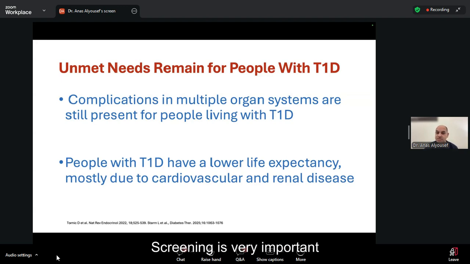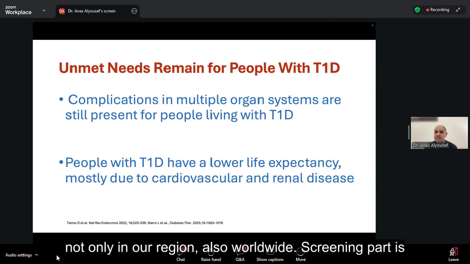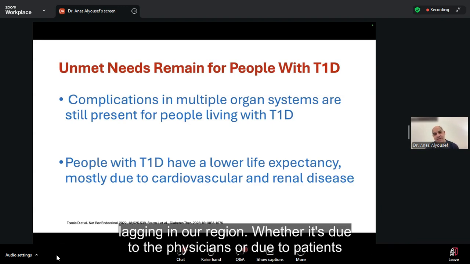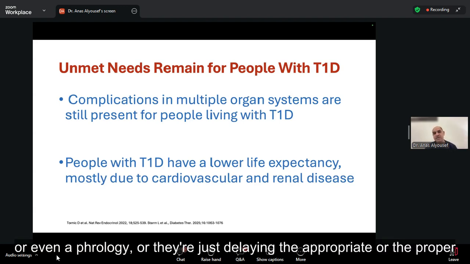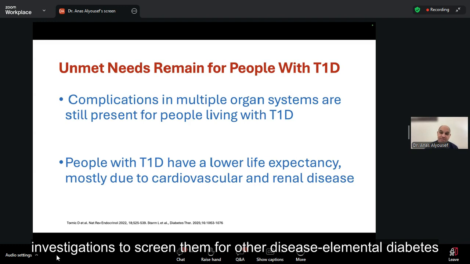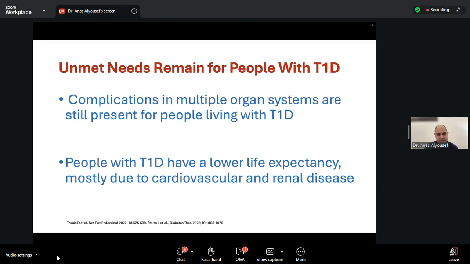Dr. Ala mentioned screening. Screening is very important. Unfortunately, not only in our region, also worldwide, the screening part is lagging, whether it's due to the physicians or due to patients who are either not following up with their physicians, whether primary care, diabetology, or even nephrology, or they're just delaying the proper investigations to screen them for other diseases other than diabetes.